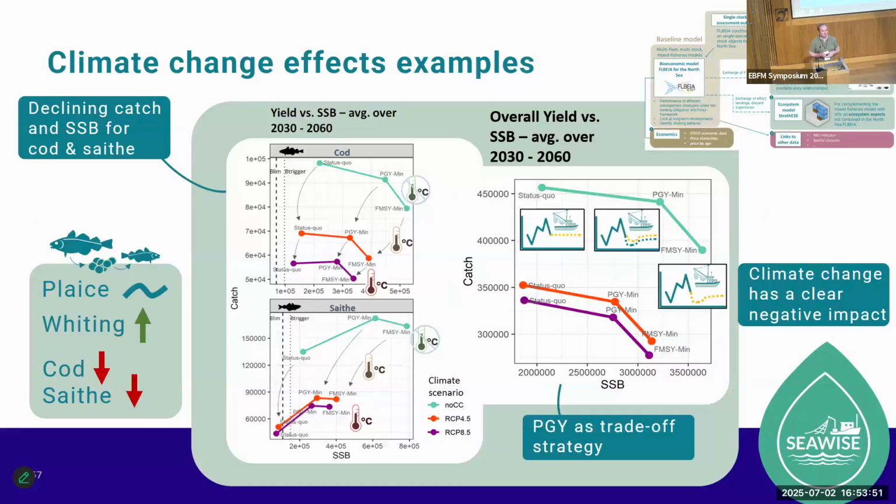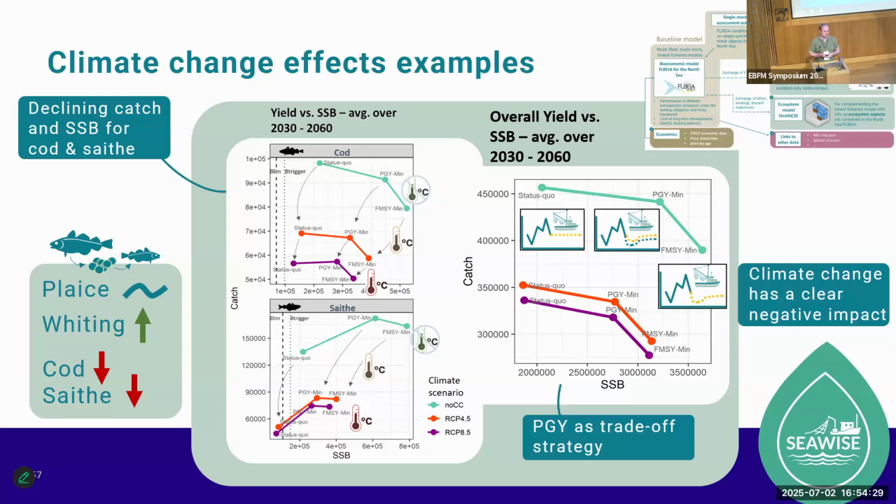So if we put this now back into the FL-BIA model, then we see 3 things. First, climate change has a clear negative effect, so we lose SSB and catch. Second, we see that our PGY-min and FMSY-min scenarios can keep the stocks above reference point level. So this is good. But on the contrary, we will lose catches again, and especially under FMSY-min. However, the pretty good yield scenario, PGY, is maybe some trade-off strategy and could be a compromise between status quo and FMSY-min.